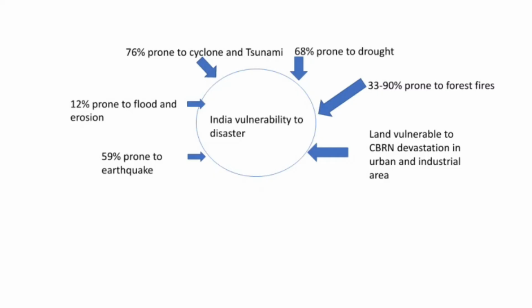Now if you take India's vulnerability profile, you can see in this diagram India's vulnerability to disaster. It says that around 59% of India is prone to earthquake, 12% is prone to flood and erosion, 76% is prone to cyclone and tsunami, 68% is prone to drought, and 33 to 90% is prone to forest fires. Some of the land in India is vulnerable to CBRN devastation in urban and industrial areas. CBRN devastation means land which has been exposed to chemical, biological, radiological and nuclear explosions.